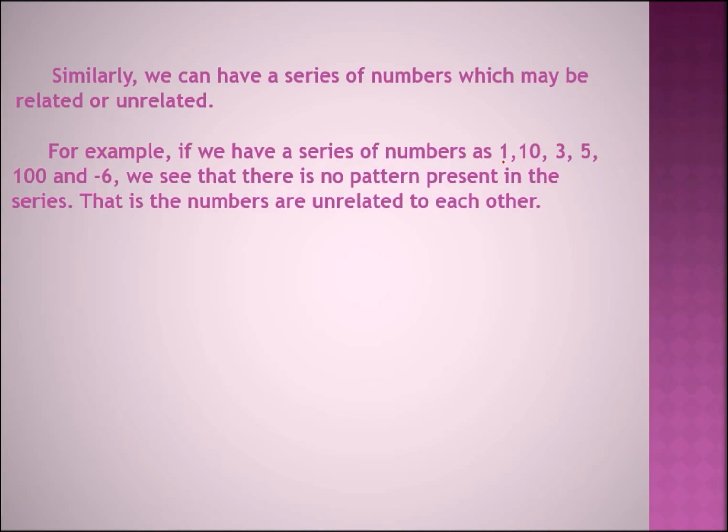We have the first number as 1. We cannot say what will be the second number. We are seeing that the second number is 10. So the first number is 1, the second number is 10. We do not have any clue regarding the third number. What will be the third number? Because there is no pattern present. There is no law which will be governing which number will be coming next. Which numbers will be present in the series, because there is no law, so we can say that these numbers are totally unrelated to each other.